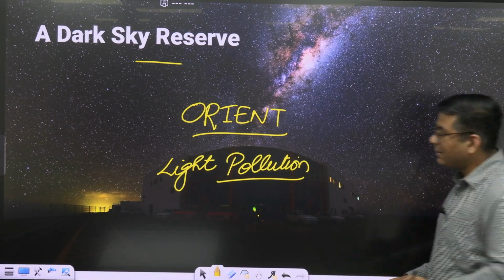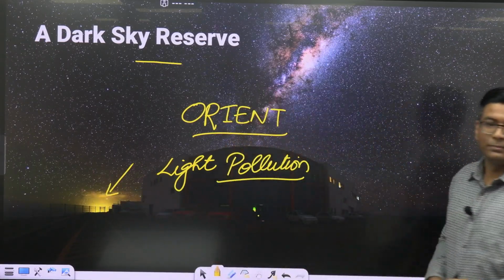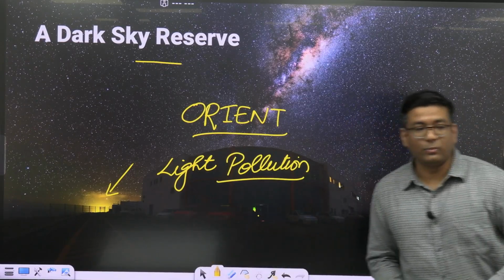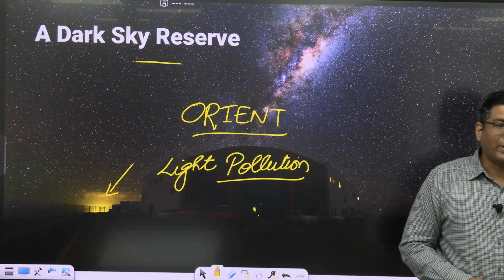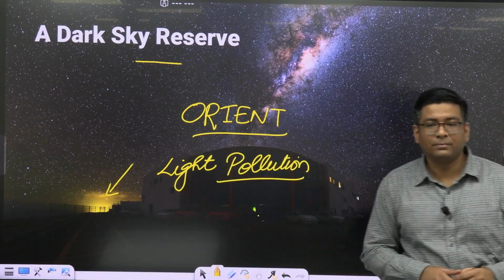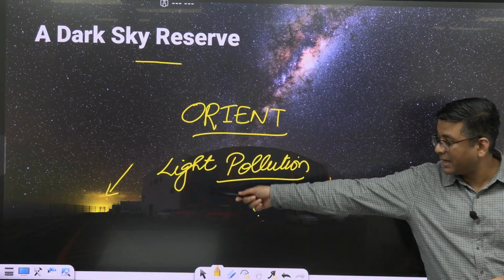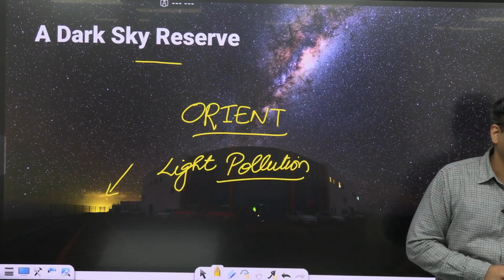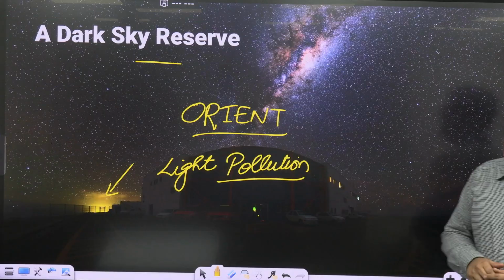But at the same time, you can also see in the distance where the city is. You can see the difference between the two. That is light pollution. You will be shocked to know that it is 30 miles from this place. 30 miles, and you can still see that light from 30 miles away. So this is a place known as a dark sky reserve.